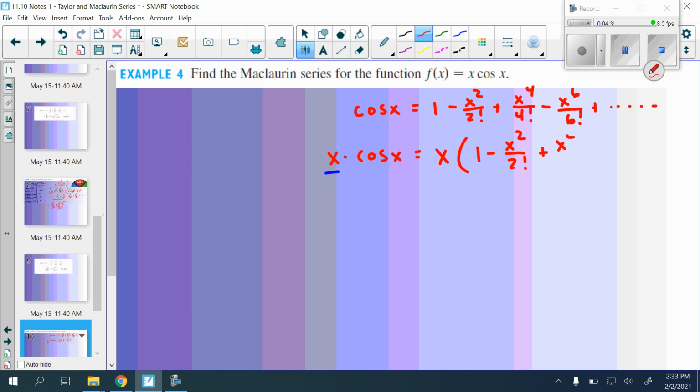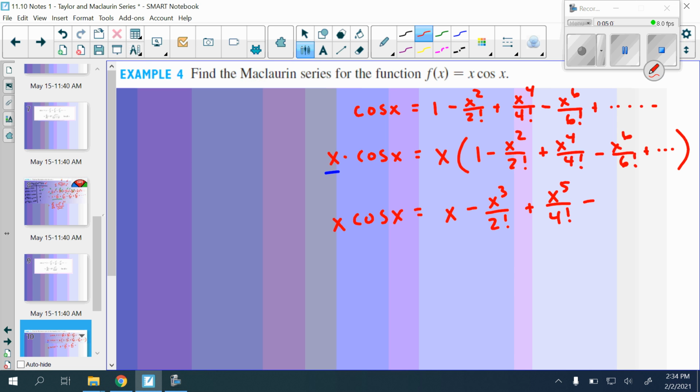So what we're going to do is go through and multiply each of these terms by an additional x, and that should be the new one. So x cosine x should give us x, because 1 times x is x. We're distributing now. Next one, x times x squared is x cubed over 2 factorial. Next one would be x to the 5th over 4 factorial. The next one, if we multiply by x, would be minus x to the 7th over 6 factorial, and so on. So now, if they were just looking for that on the AP test, we would have that.